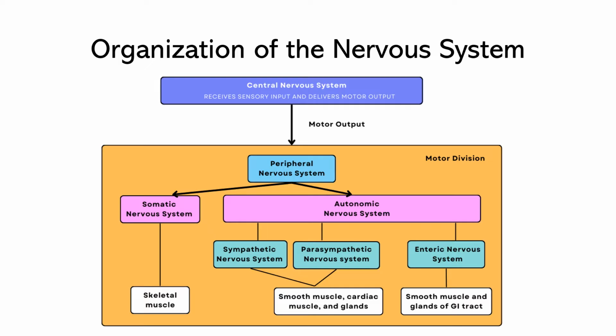The peripheral nervous system is further subdivided into the somatic nervous system, which is going to receive or send information to the skeletal muscles, and the autonomic nervous system, which is going to send and receive information from our visceral organs. The autonomic nervous system can then be further subdivided into the sympathetic nervous system, which is our fight or flight response, the parasympathetic nervous system, which is our rest and digest system, and then finally our GI tract that has its own nervous system, referred to as the enteric nervous system.